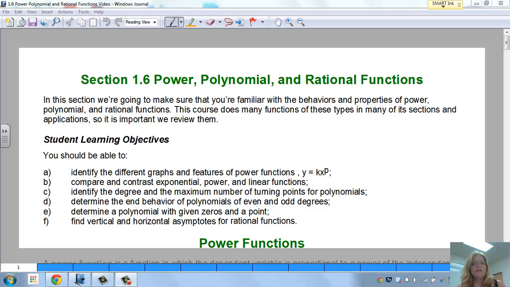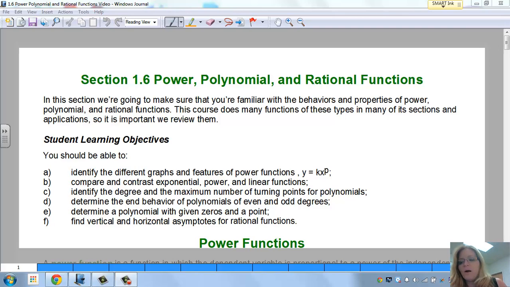rational functions. This course uses many functions of these types in many of its sections and applications, so it's important we review them. Okay, you will be able to identify the different graphs and features of power functions, which is y equals kx to the p. Compare and contrast exponential, power, and linear functions. Identify the degree and maximum terms of polynomials. Determine the end behavior of polynomials of even and odd degrees. Determine a polynomial with given zeros and a point. And find vertical and horizontal asymptotes for rational functions.